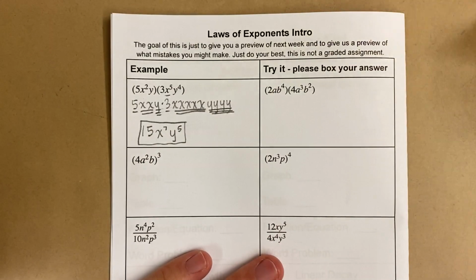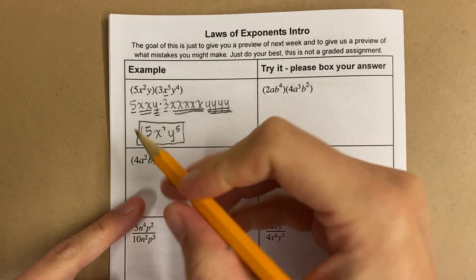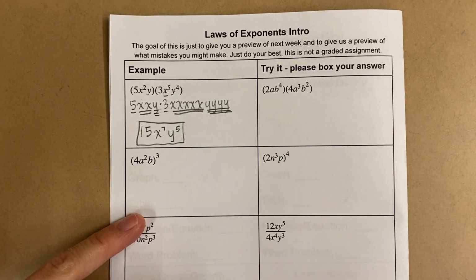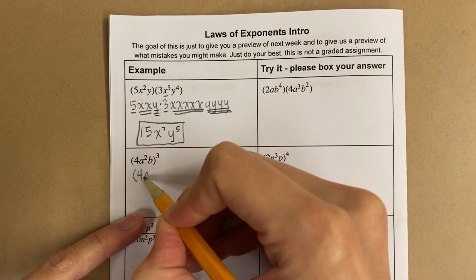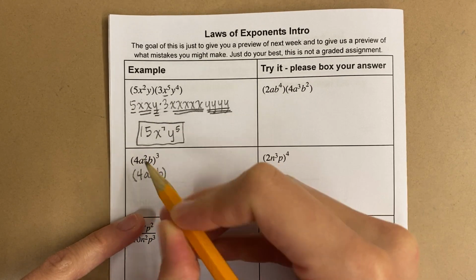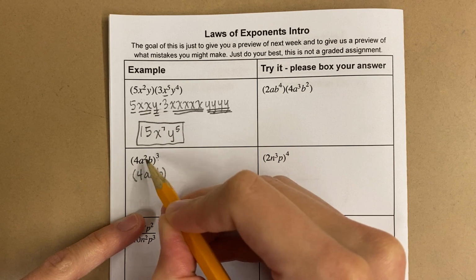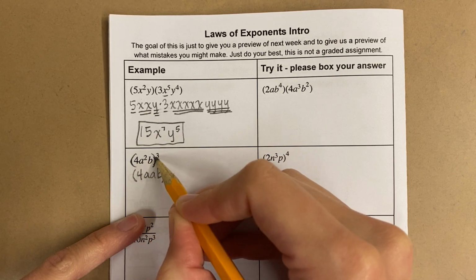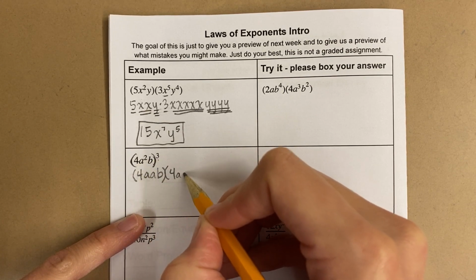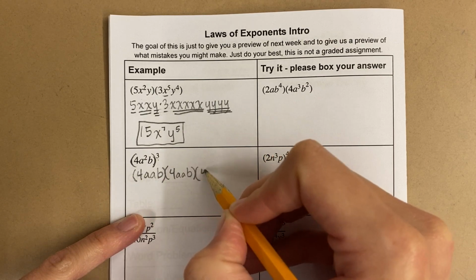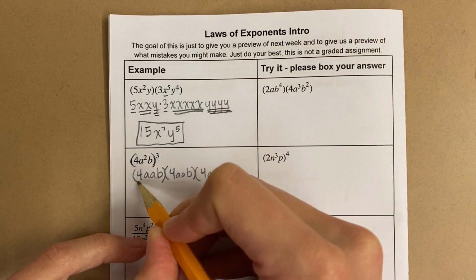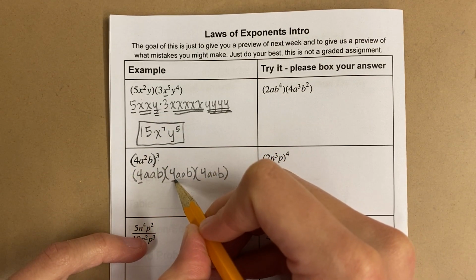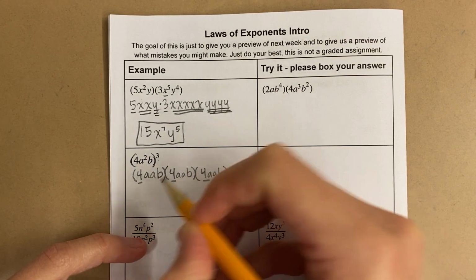All right, so this problem should be done, and let's take a look at this one. Again, it's just a matter of understanding what this means. Inside the parentheses, this means 4 times a times b. Now what does the exponent mean? This means that all of this inside the parentheses is multiplied by itself 3 times. So let's just do it. 4 times 4 is 16, times 4 is 64.